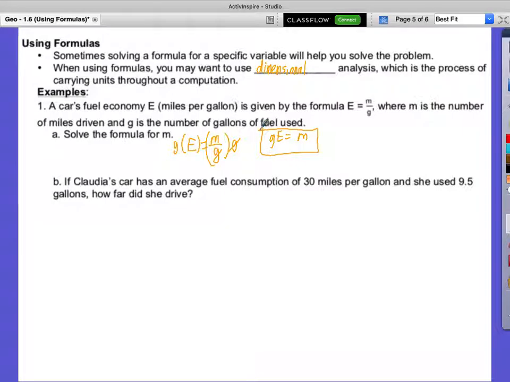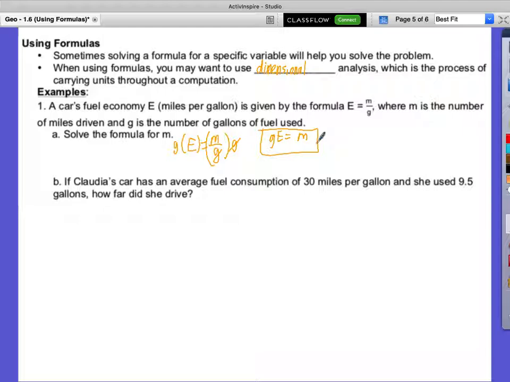Can you flip around the order? Yes, you could if you wanted, because multiplication is also commutative. It doesn't matter the order we multiply in. 2 times 3 is the same as 3 times 2. So G times E is the same as E times G. Good question. Any other questions on this formula before we move on? Okay. Letter B.